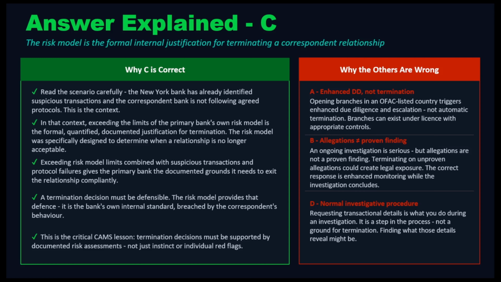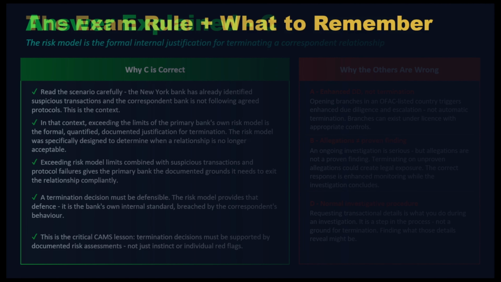Option D, requesting transactional details, is what you do during an investigation. It is a step in the process, not in itself a reason to terminate the relationship. What those details reveal might give you grounds, but the act of asking does not. Let's look at some of the exam's rules in the next slide.